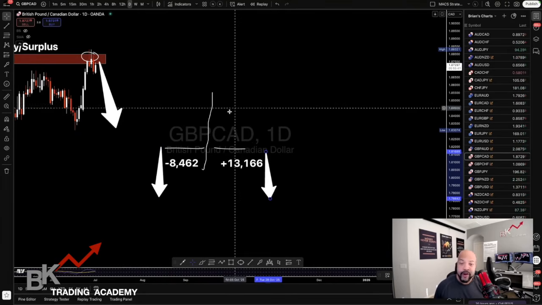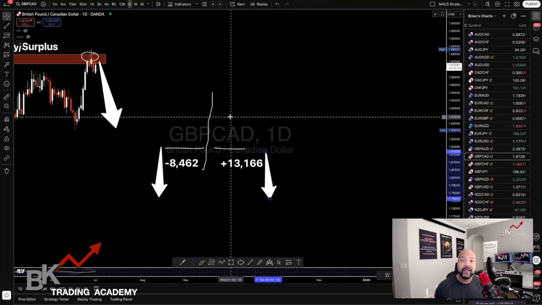So when you have two arrows pointing down, the big banks, large institutions are going to be short selling this pair overall. And I know this could be confusing.